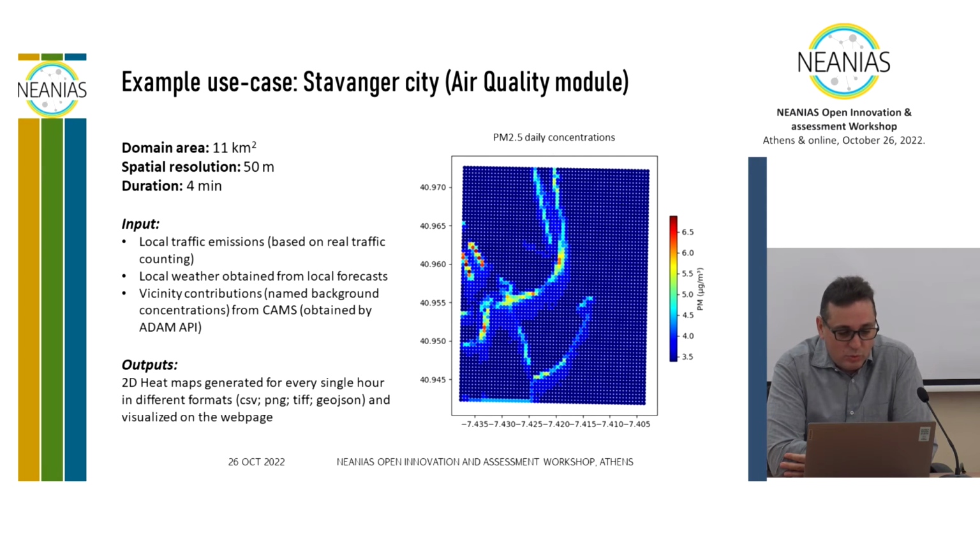So the outputs are two-dimensional heat maps generated for every single hour in different formats and visualized on a web page. What we see here is an example where the blue dots are low concentration regions, whereas the red dots are high particle concentration regions that we consider more dangerous. And the service produces one such image for each hour of the next 24 hours. That's the idea. So you get traffic data, you get a weather forecast, and background concentrations of pollutants that are there already. And the service estimates what it's going to be like in the next 24 hours per hour and gives you a visual output.